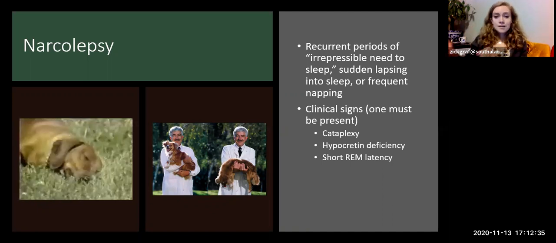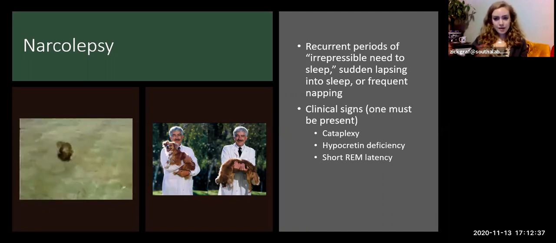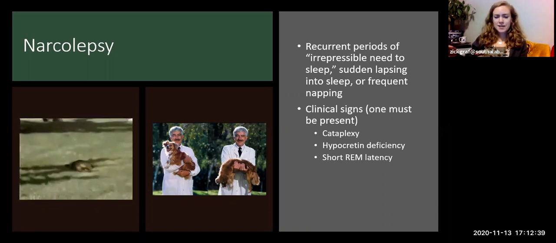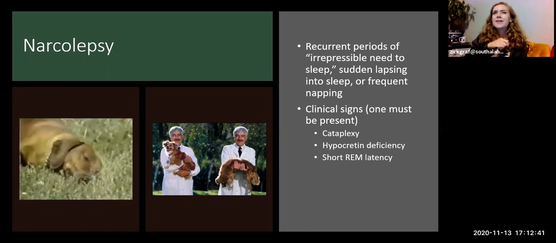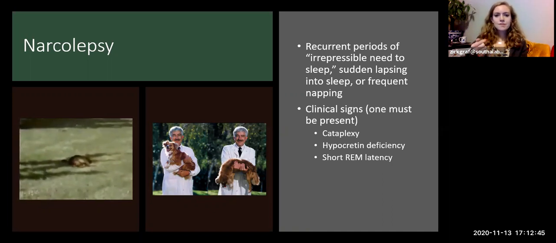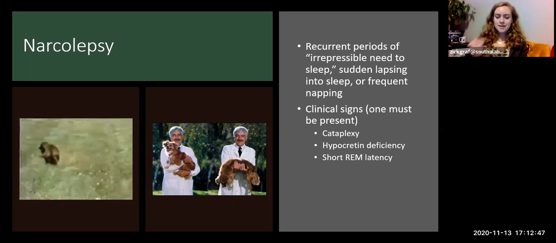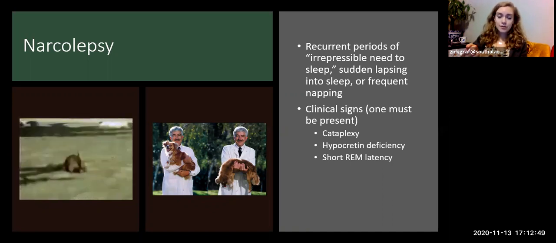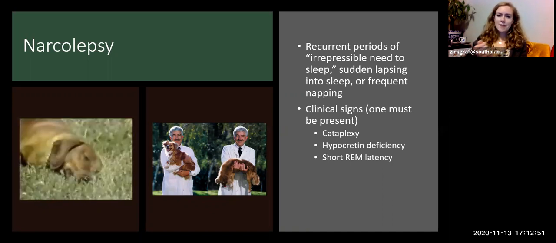The actual cause of narcolepsy is hypocretin deficiency, and I'm going to talk about that on the next slide, I think. But it's not as often used to diagnose narcolepsy because really the only way that we can assess hypocretin deficiency is with cerebrospinal fluid. And doing a spinal tap is really invasive.